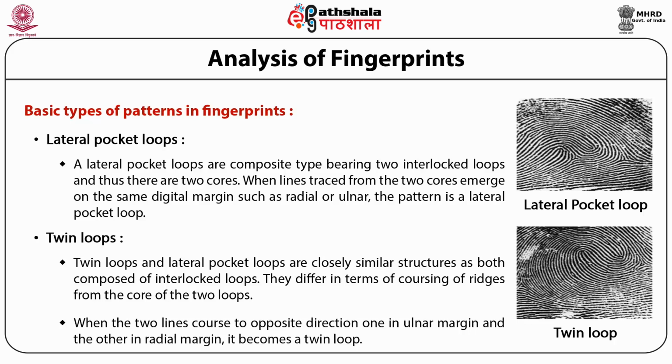The last pattern of composite is accidental. Accidental are complex patterns formed by combination of two or more unrelated patterns such as whorl and a loop, a tented arch and a loop, triple loop, or any other pattern not assignable to the standard type. The figures are showing you different types of composites: central pocket loop, lateral pocket loop, twin loop, and accidentals.